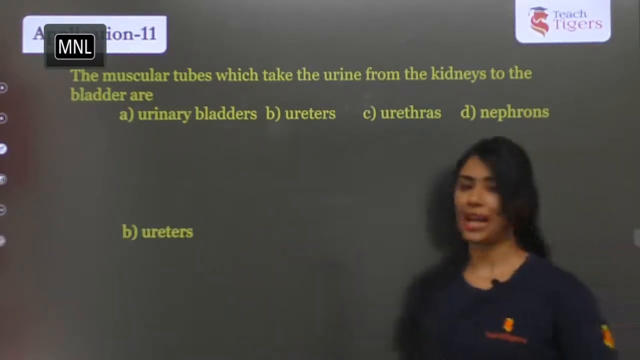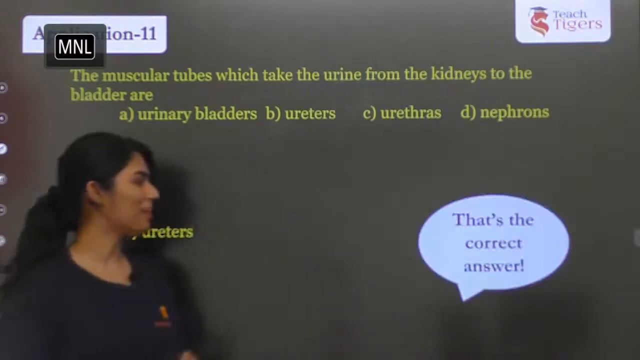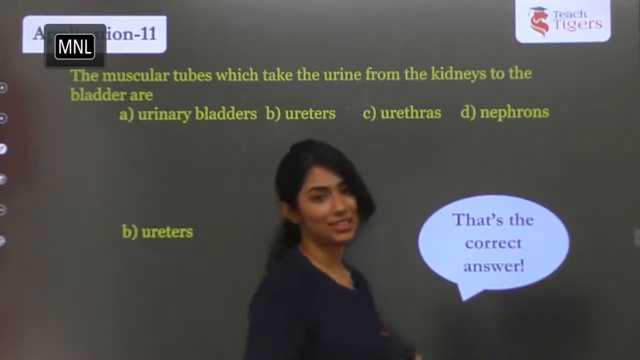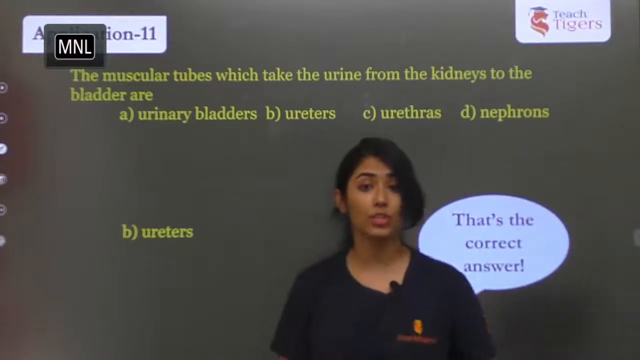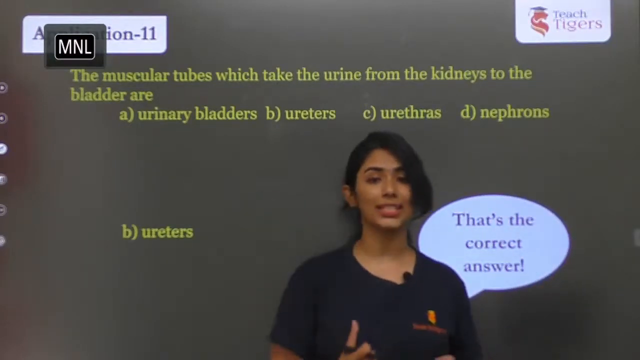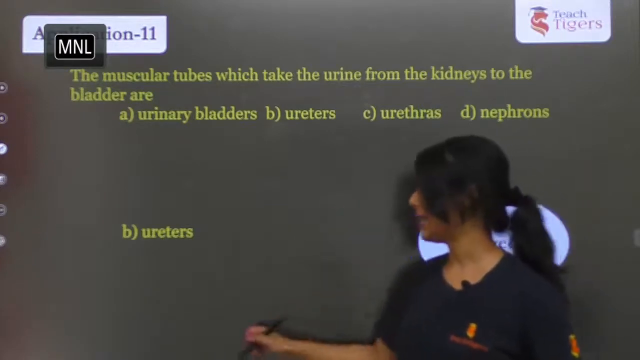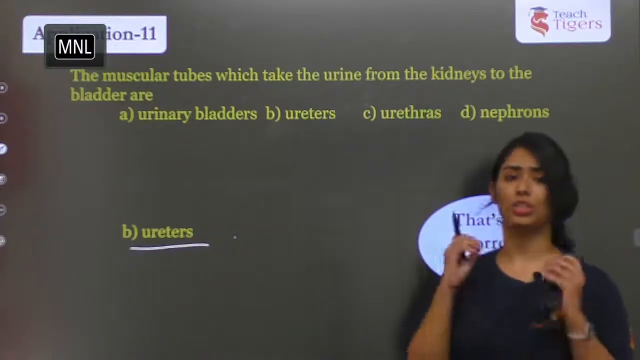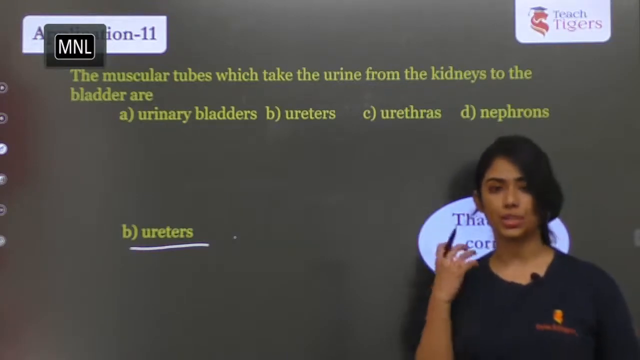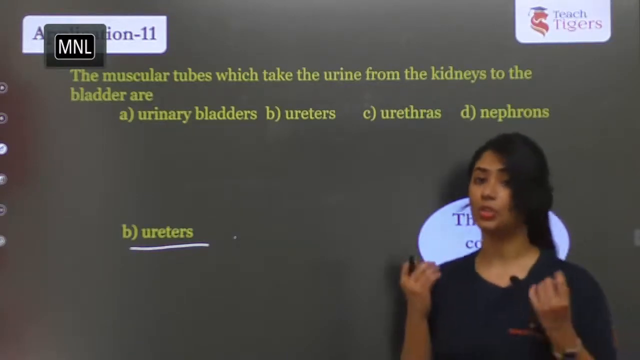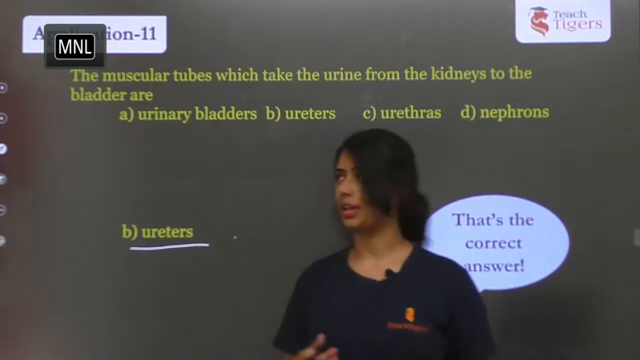It is ureters. Okay, let's check whether it is right or wrong. Yes, it is the right answer, right? So ureters are tubes which connect the kidneys to the urinary bladder. So the urine that is formed inside the kidneys will be taken with the help of ureters, which is a tube-like structure, into the urinary bladder where the urine will be stored and then it will be released through the urethra when the person goes to the toilet.